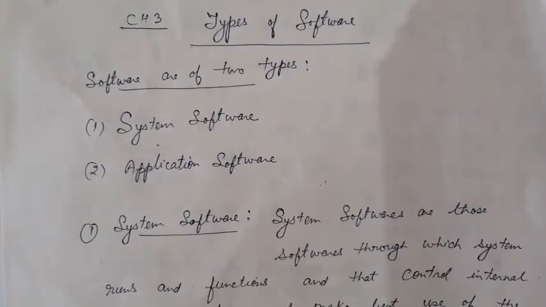In our previous video lessons, we have completed chapter 1 and chapter 2. Chapter 1 was about computer system, about computer organization. And chapter 2 was about hardware and types of computer hardware. Now today we are going to start the third chapter, that is software. It is about software and types of software.